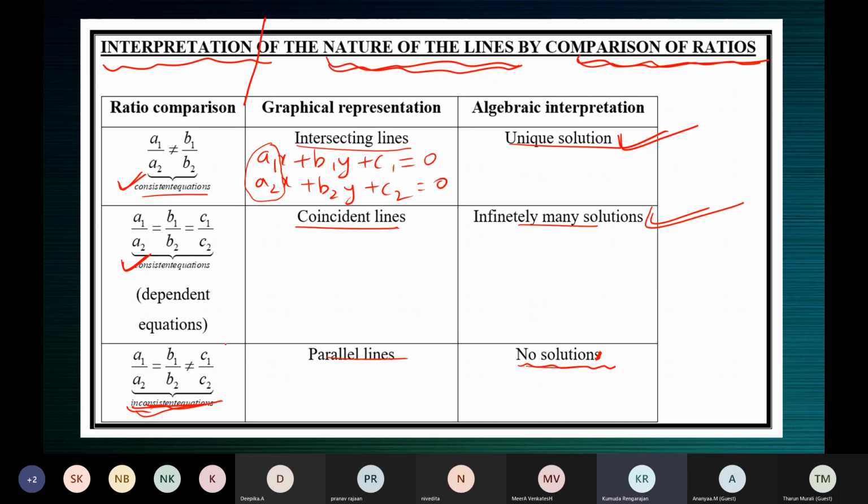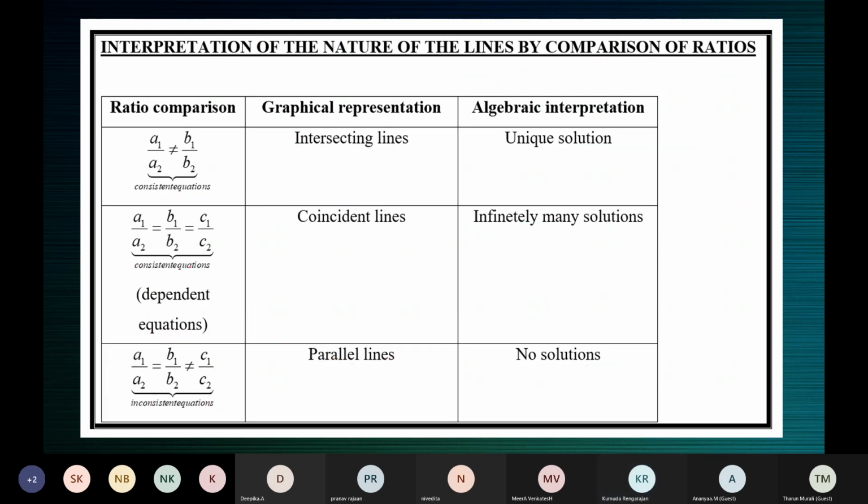And we also have a special term here, dependent equations. Dependent equations is when the equations have infinitely many solutions. You can see all the terms here. Why is this consistent? Because it has at least one solution, a unique solution. Why is this also consistent? Because there are infinitely many solutions. There is a solution, so consistent. And where they have many solutions, they're also called dependent equations.